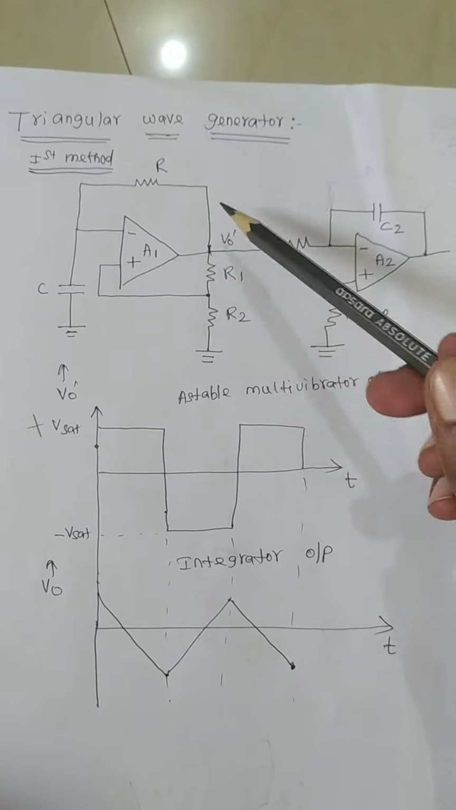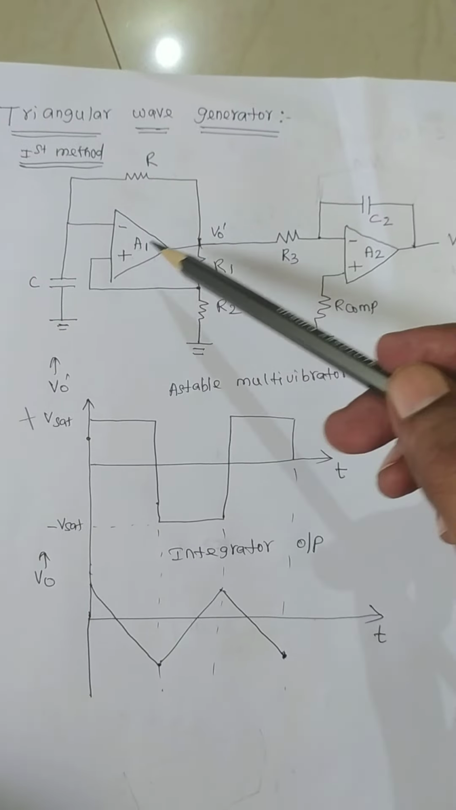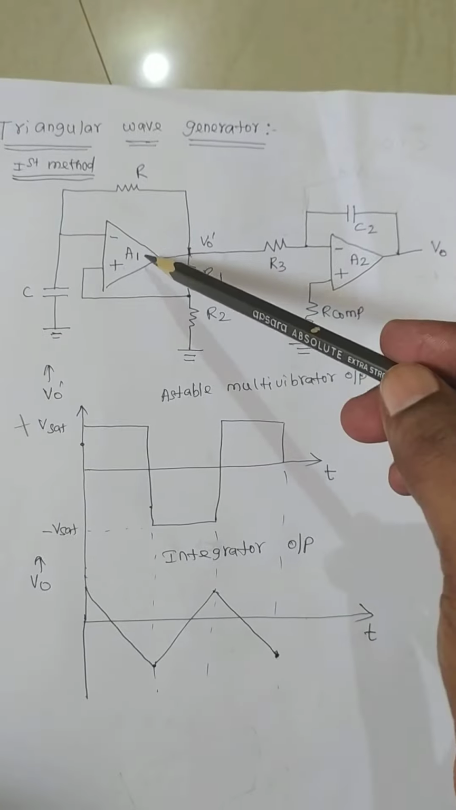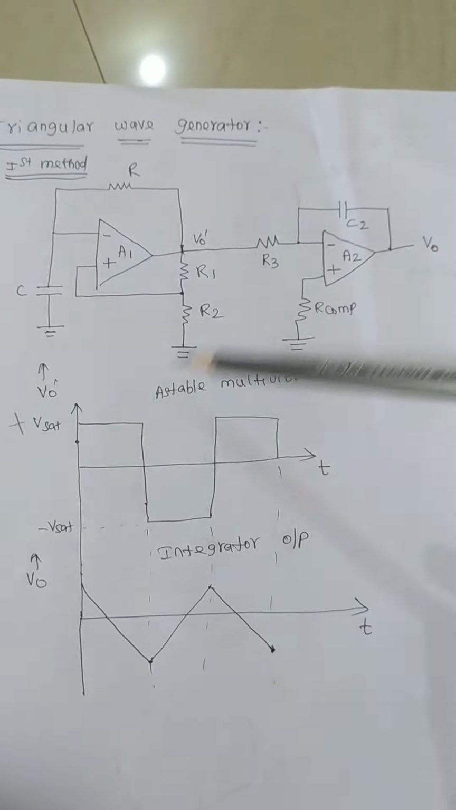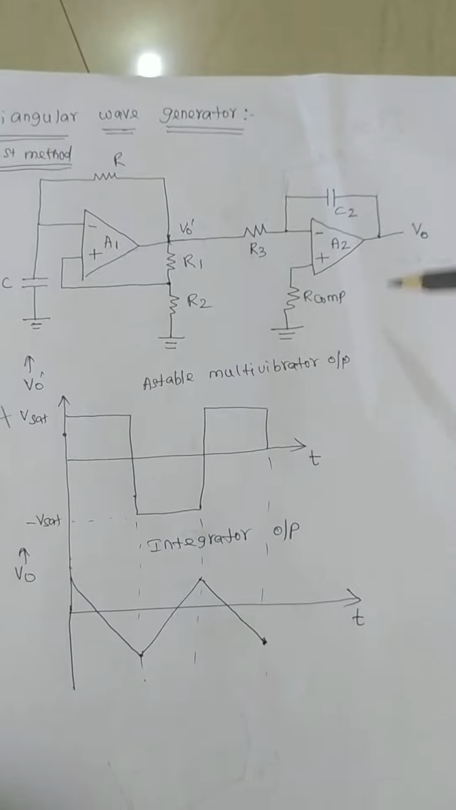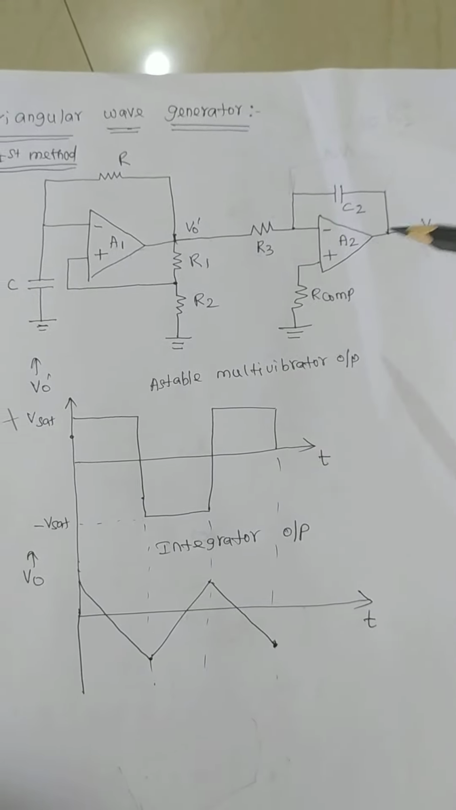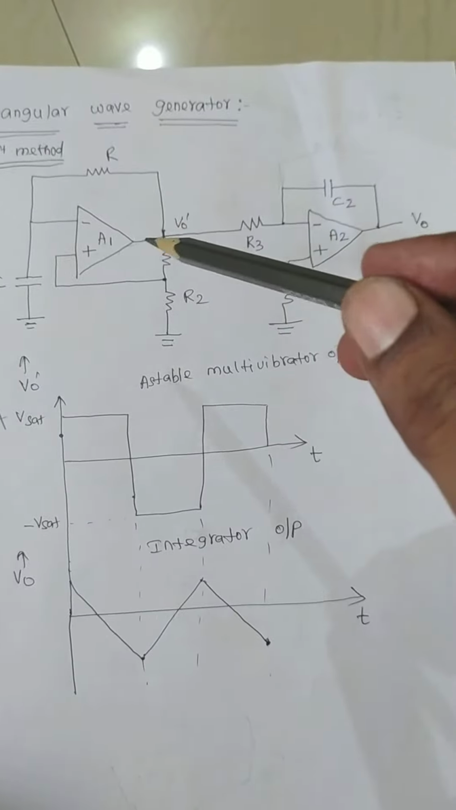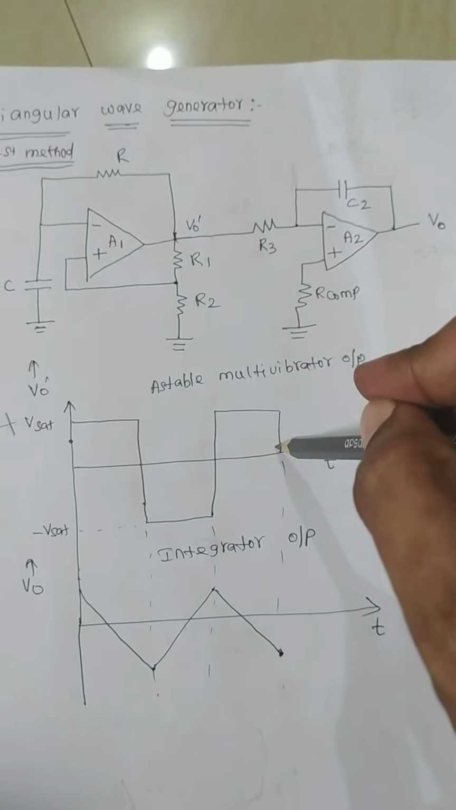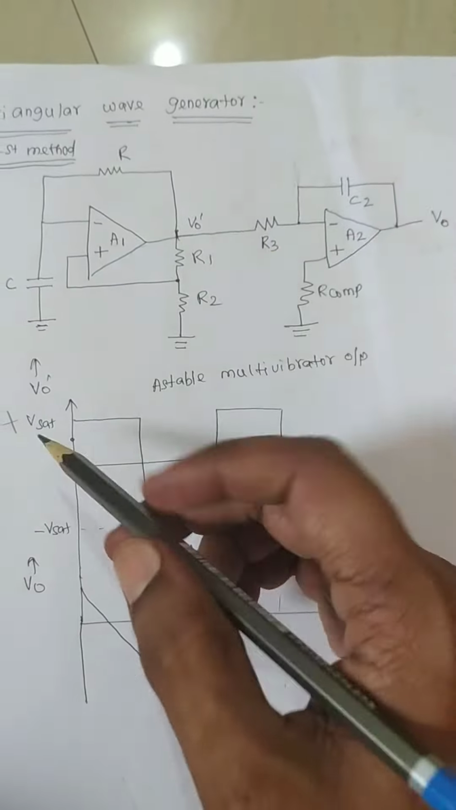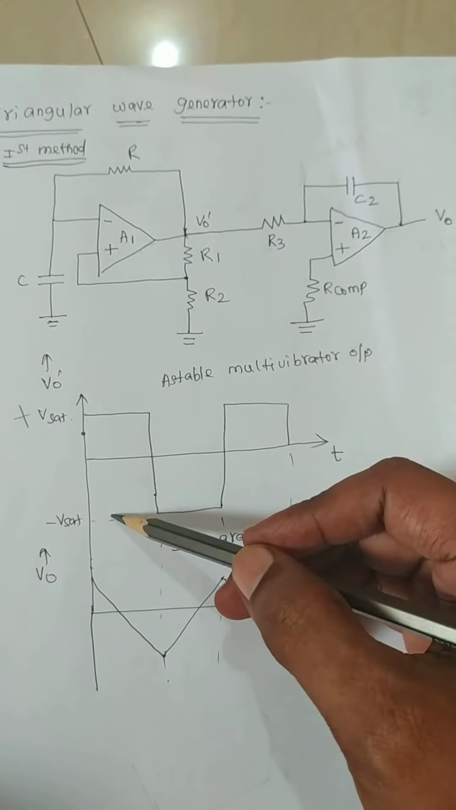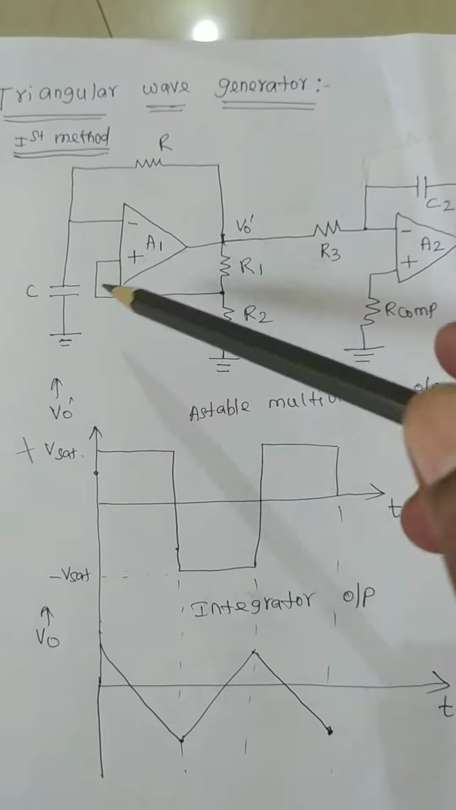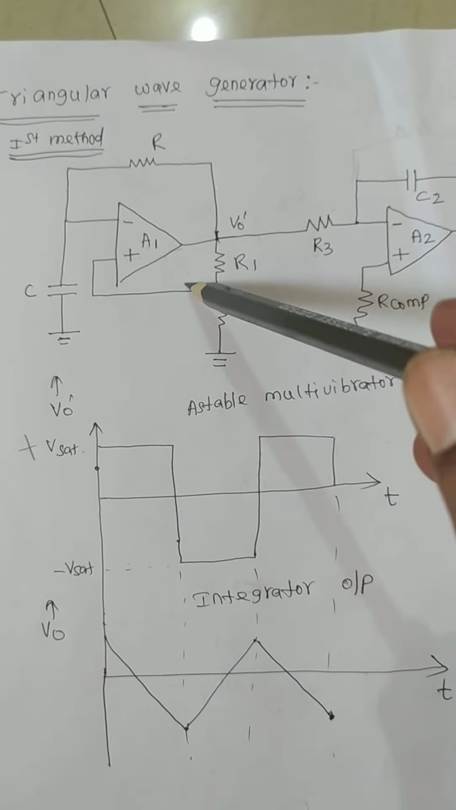In the first method we use two op amps, op amp A1 and op amp A2. Op amp A1 is used as an astable multivibrator, and op amp A2 is used as an integrator. Op amp A1 generates a square wave output. In that square wave output we have plus Vsat and also minus Vsat, because it acts as an astable multivibrator. Here we didn't apply any inputs.